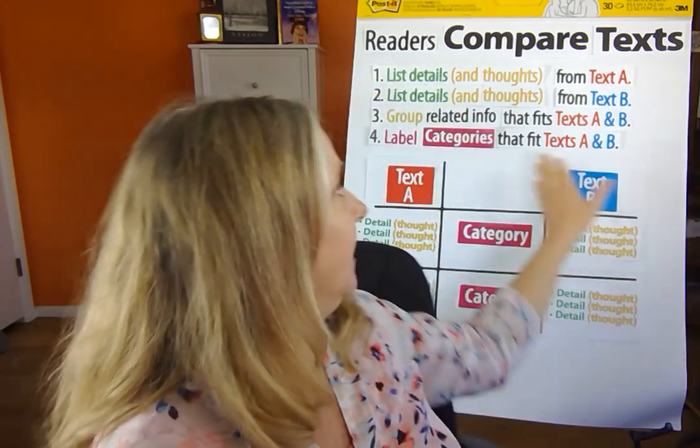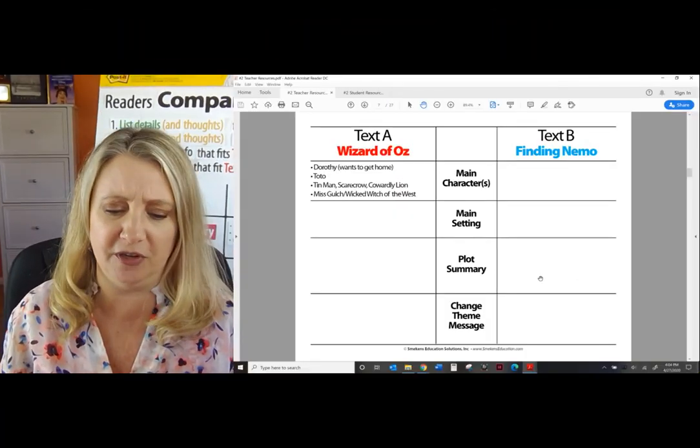We're going to use The Wizard of Oz first. And then what kinds of details are we collecting? What would be the categories when it's a story, when it's narrative? Story elements. And so that's what we're going to pay attention to. So let's do this. Who is in The Wizard of Oz?